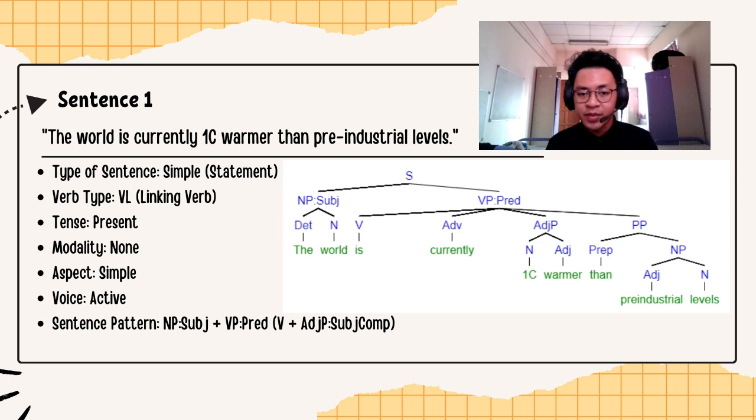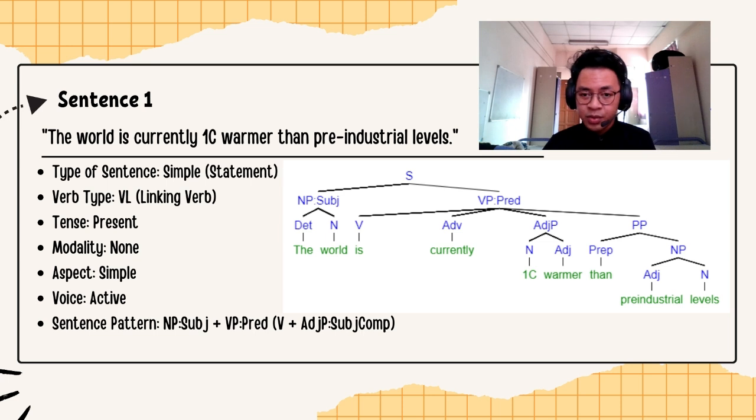Let's analyze this sentence, shall we? This is a simple declarative sentence, meaning it expresses a fact and contains only one independent clause. Now let's break it down grammatically. The sentence follows the pattern NP subject plus VP predicate. The world is a noun phrase that serves as the subject. It consists of the determiner the and a noun world.